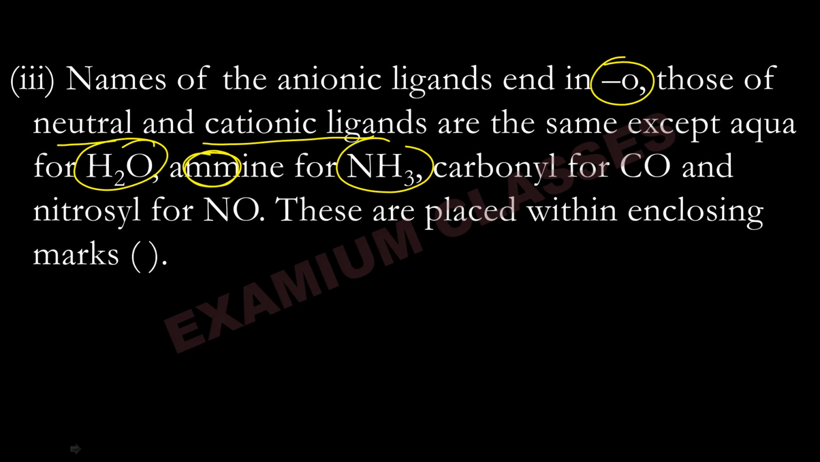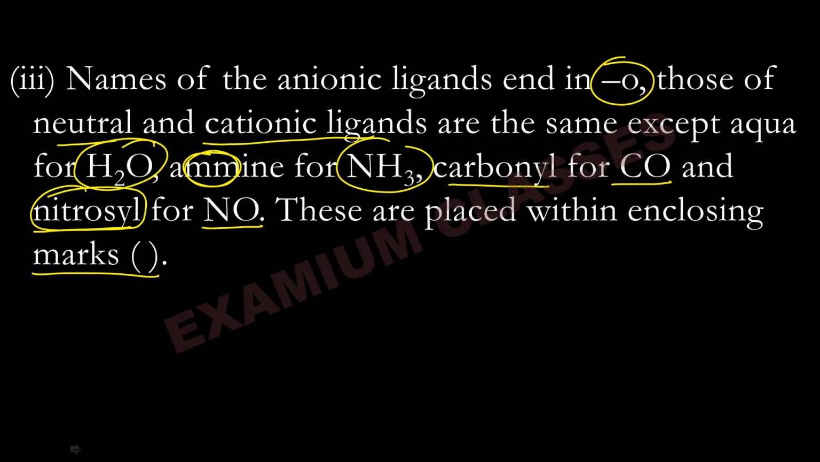Okay, I will be explaining. Carbonyl we will use for CO. You know CO is carbonyl group, CO. And nitrosyl for NO. So you will not say nitric oxide. NO is nitric oxide. You will use nitrosyl. These are placed within enclosed marks, that is parentheses. When I do the examples, it will be more clear.